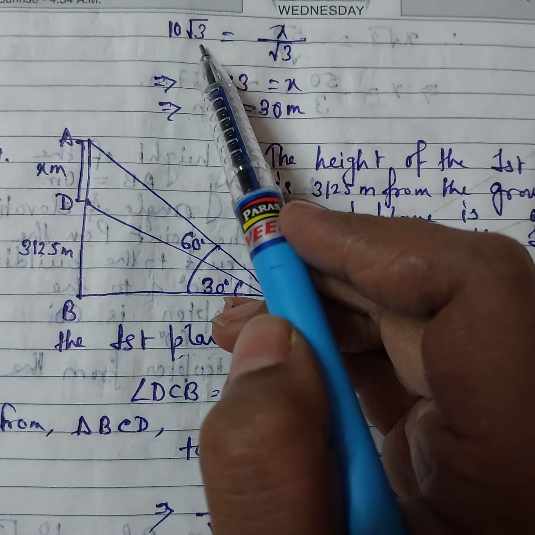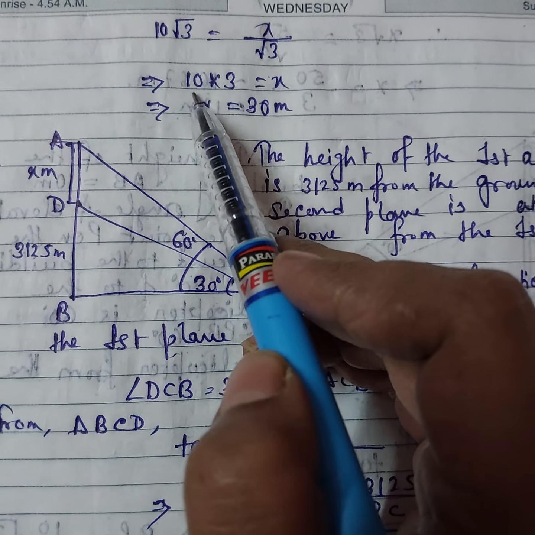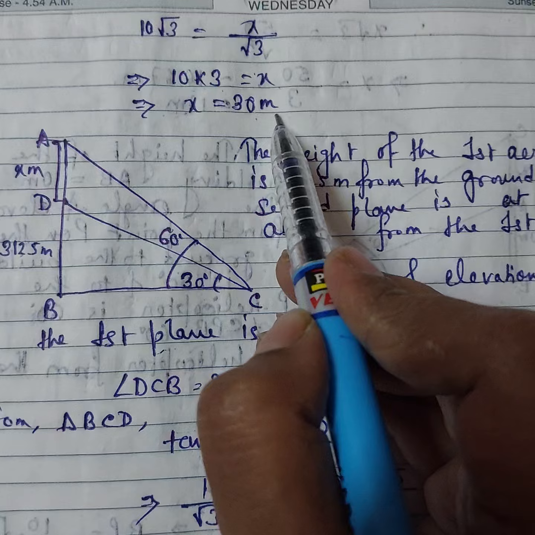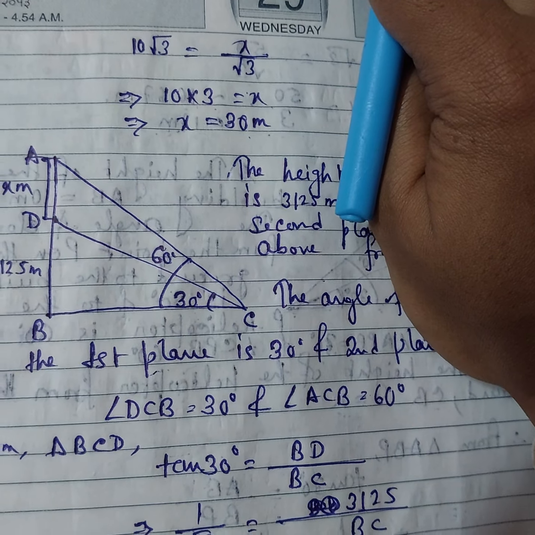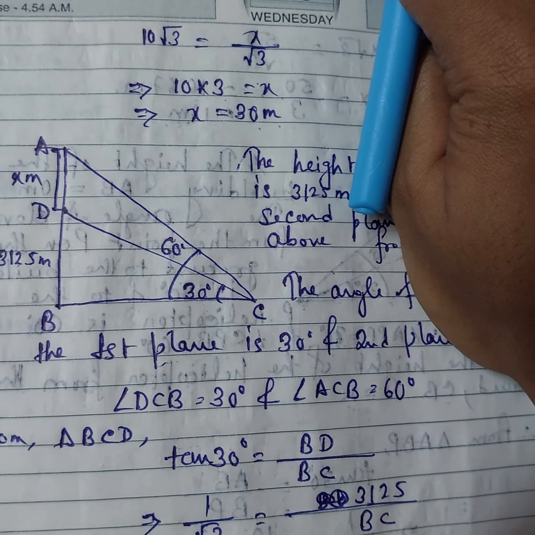Now equate these two values, so you will get the value of x. So 10 root 3 is equal to x by root 3. So it is 10 into 3, that is equal to x. So x is equal to 30 meter. So the height of the helicopter above the ground will be 30 meter. Okay.